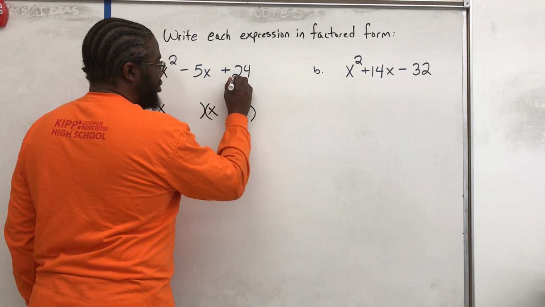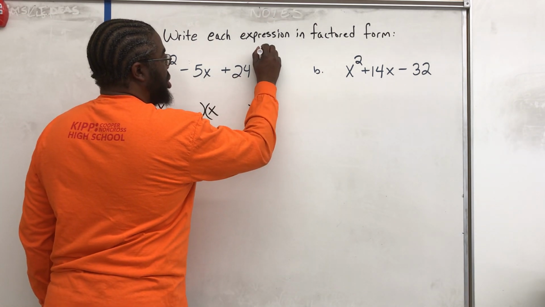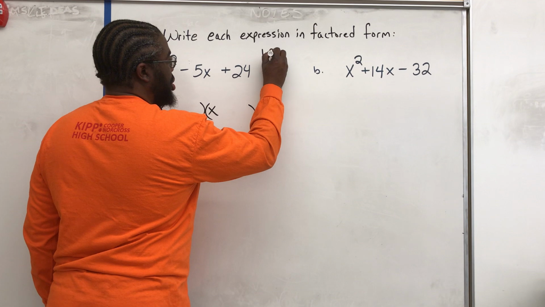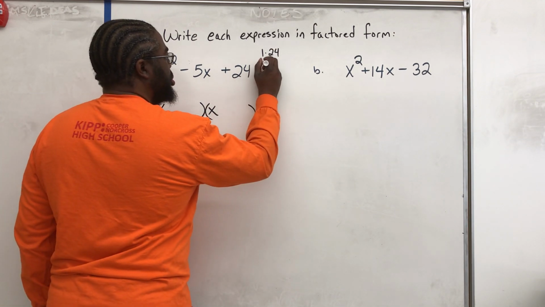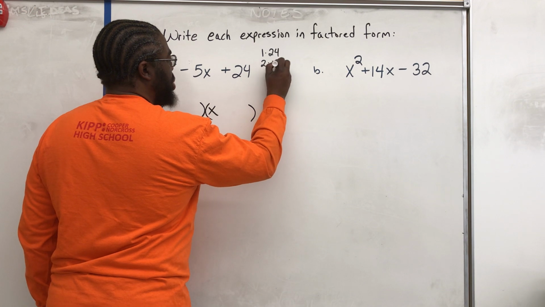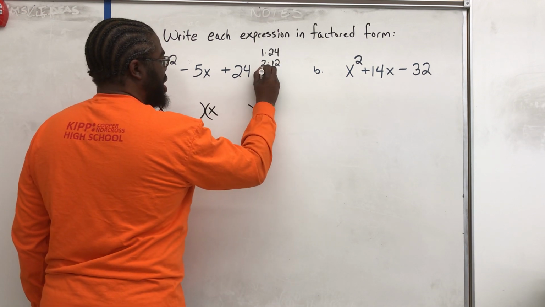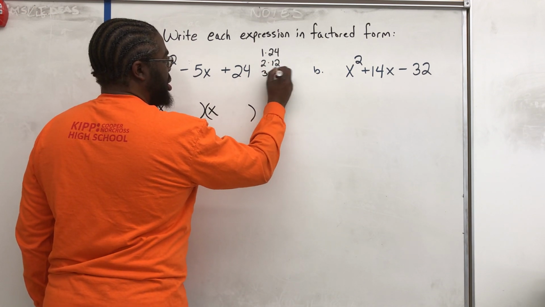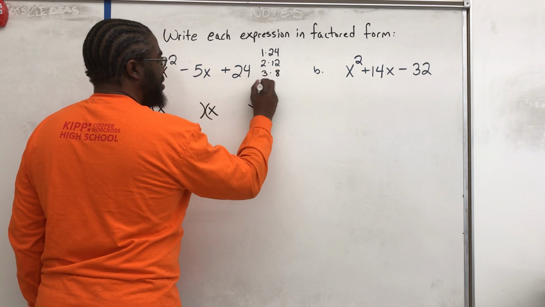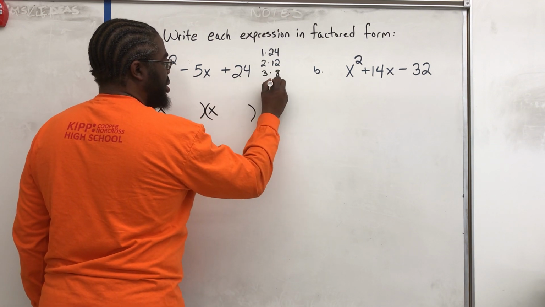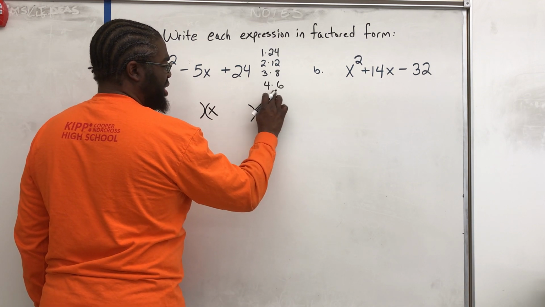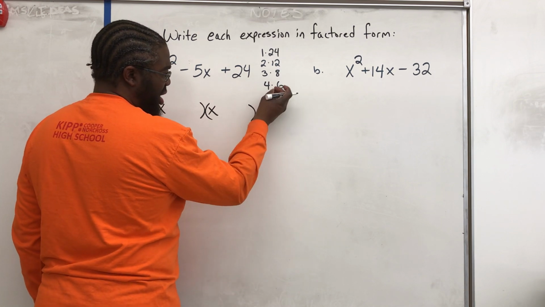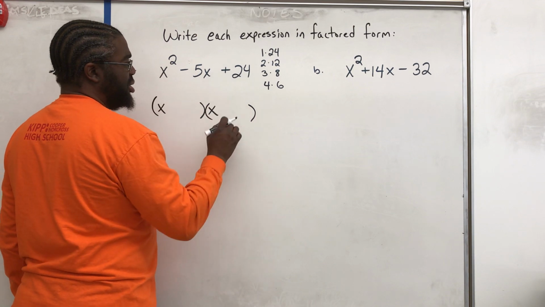Let's break up 24. 24 can be broken up into factors. Let's start off with 1 times 24, 2 times 12, 3 goes into 24 times 8, 4 goes into 24 times 6. The only other number in between 4 and 6 is 5. So since I've connected, there aren't any other factors.